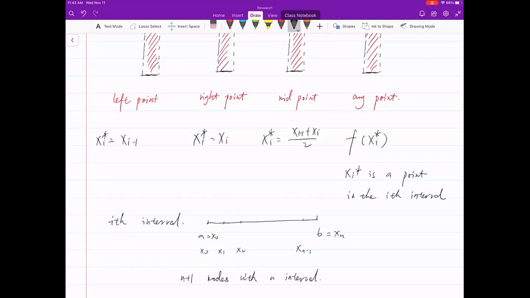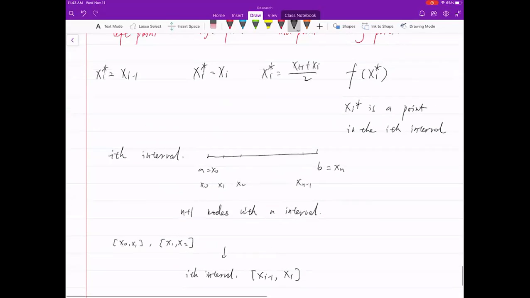Sounds good? And you have the freedom to choose which x_i* you want. But either way, once you choose the point, the height is just going to be plug this number into the function. That's how tall this is. Sounds good?